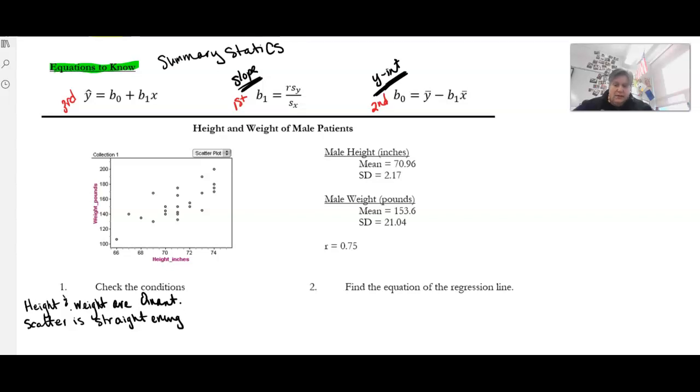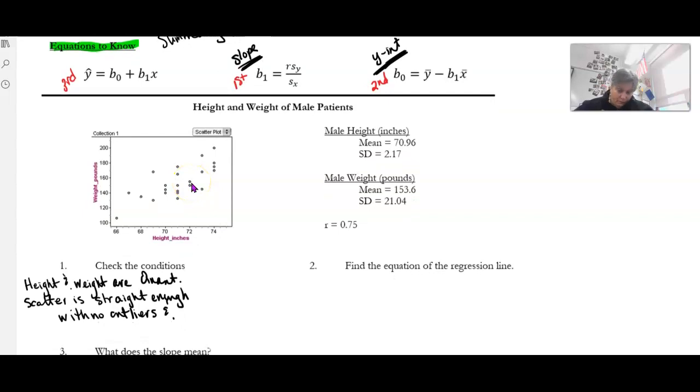Now, the next one is outliers. You can add it here. With no outliers. And the last rule, the fourth rule, was does the plot thicken? And this one does not thicken. So the plot does not thicken. So because those conditions are met, we can write our equation.